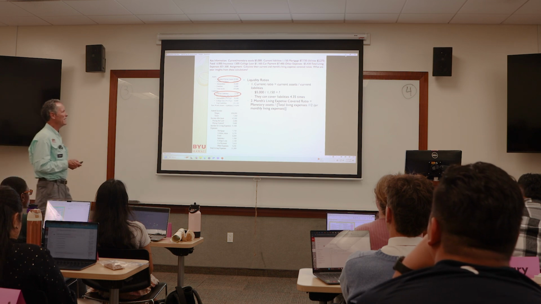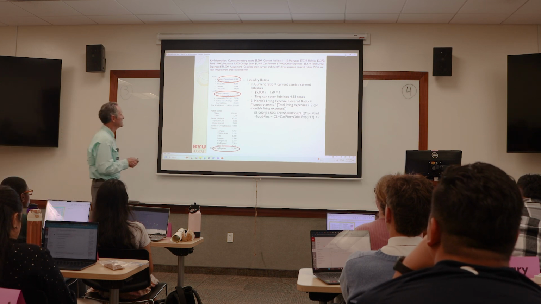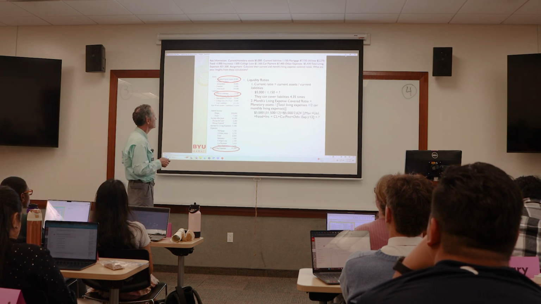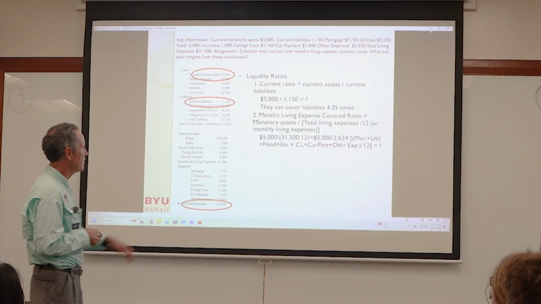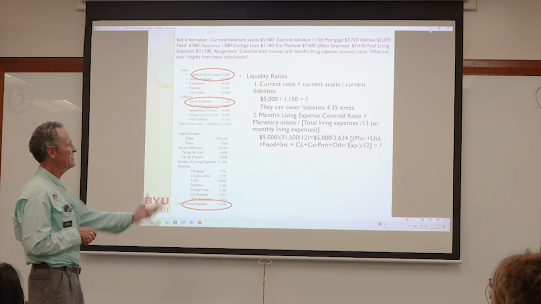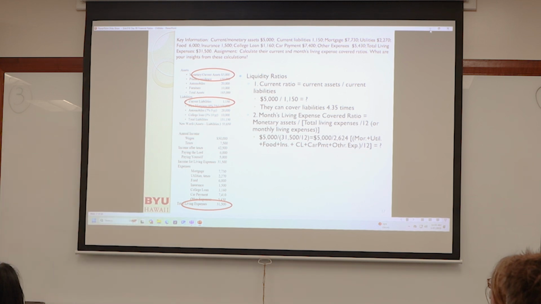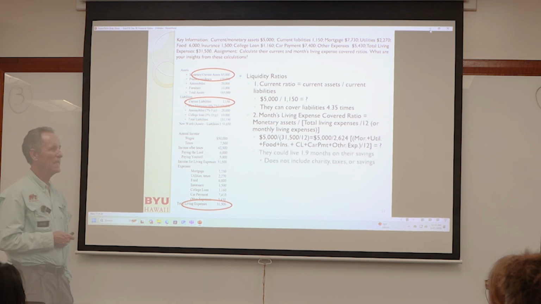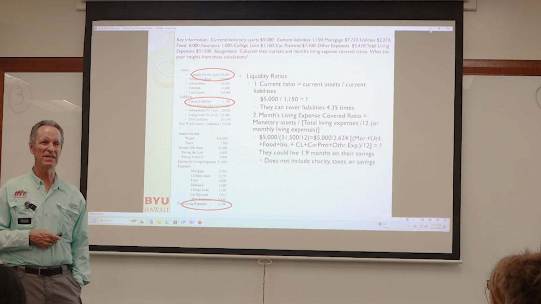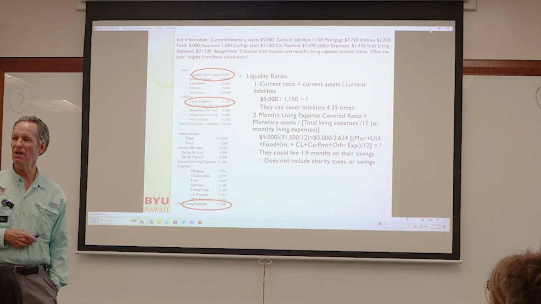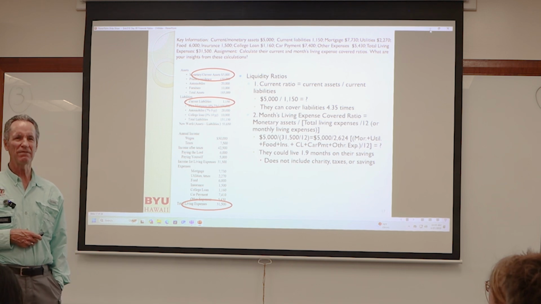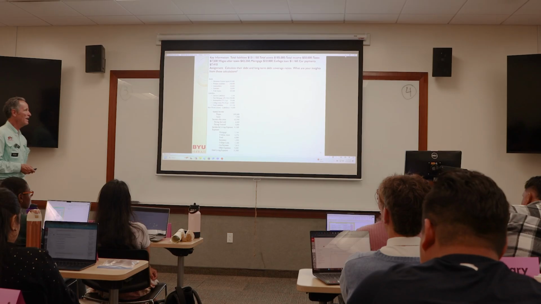Let's go to the second one. It's called month's living expense covered ratio. So what we do is we take that $5,000, current assets up there at the top, and then we divide by our monthly total living expenses. In this case, this is an annual budget, so we divide it by 12. How long could these guys last? They could live 1.9 months on their savings. So not even 2 months. So does that make you feel really good if you lost your job? You could only survive 1.9 months. Okay, let's go to our next ratio.